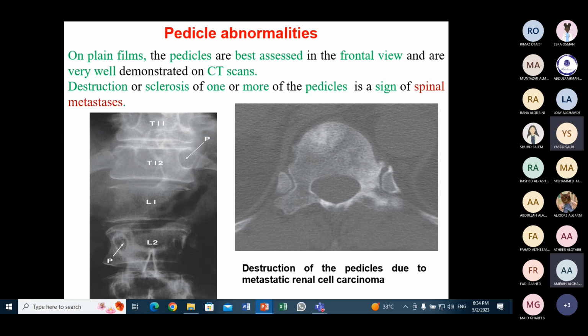When there is a destruction of the pedicle, this raises the possibility of metastasis. Conversely, if a patient has metastasis, you have to look and assess the pedicle, and if we find the pedicles destructive on the X-ray or the CT, you have to put metastasis on top of your differential diagnosis. Also, this is the destruction of the pedicles due to metastasis on CT axial.